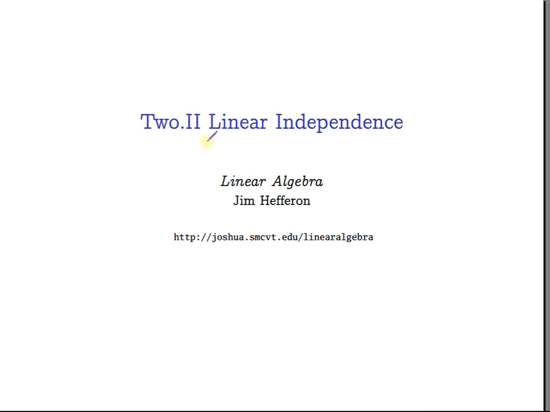Okay, we're going to talk about linear independence. Briefly, linear independence is a property of sets of vectors. A set of vectors is linearly independent if the vectors in the set point in different dimensions. We have some idea of dimension from our daily life. A plane is two-dimensional, a space is three-dimensional. So linear independence is very much tied up with the idea of dimension.